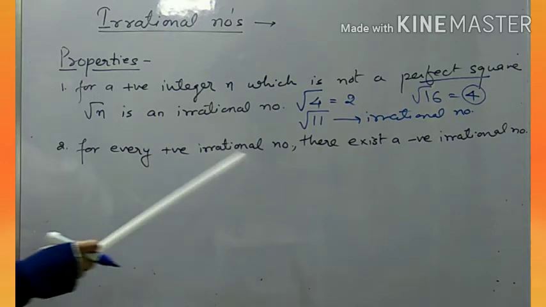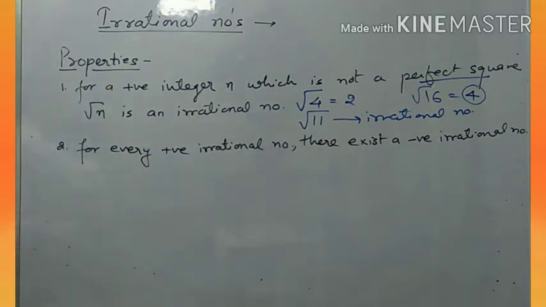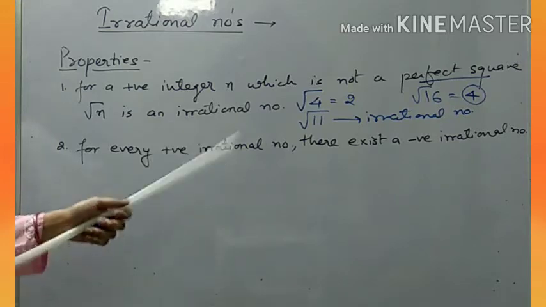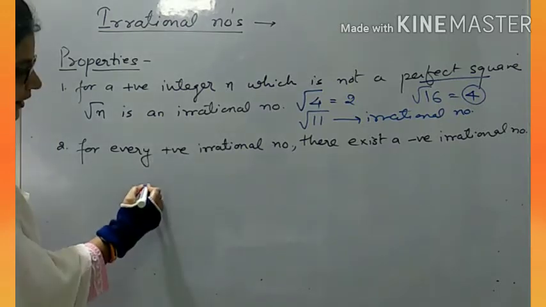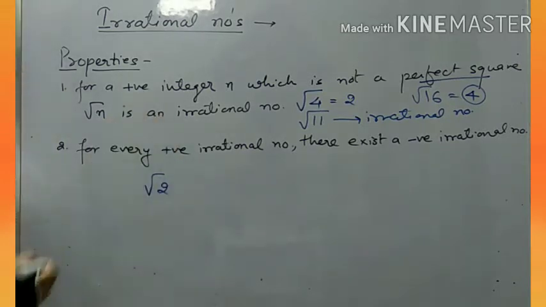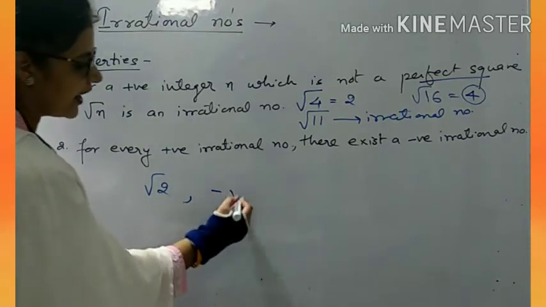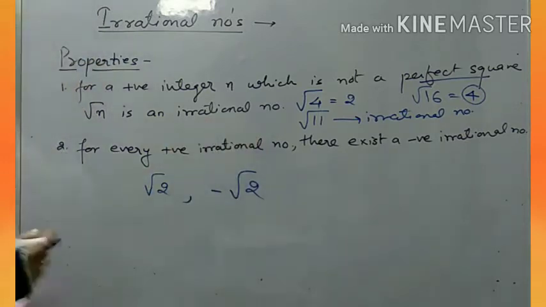For every positive irrational number, there exists a negative irrational number. Now, take any positive irrational number, root 2. It is a positive irrational number. So for this, we are having a negative irrational number like minus root 2. Root 5, so minus root 5.